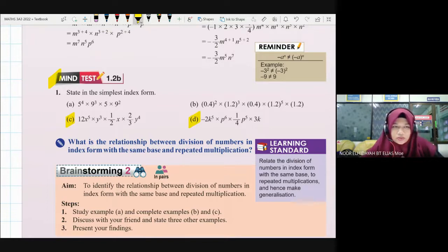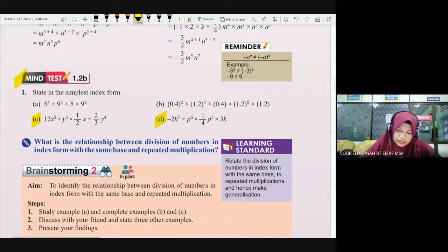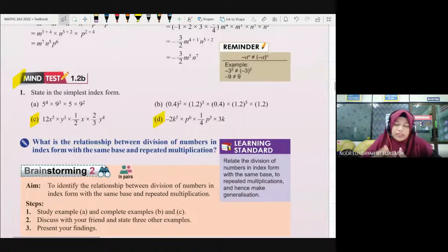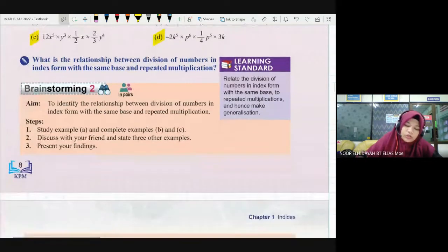Okay, just these two questions. Mind test 1.2b. Okay, so tadi kita dah tengok the first law of indices yang mana yang melibatkan multiplication. So you have to add the index. Okay, now kita tengok satu lagi.